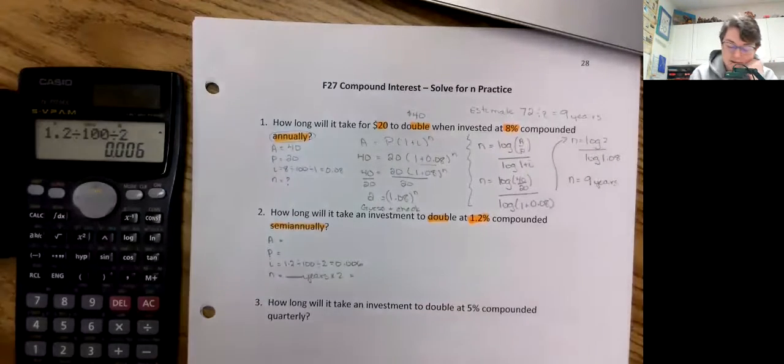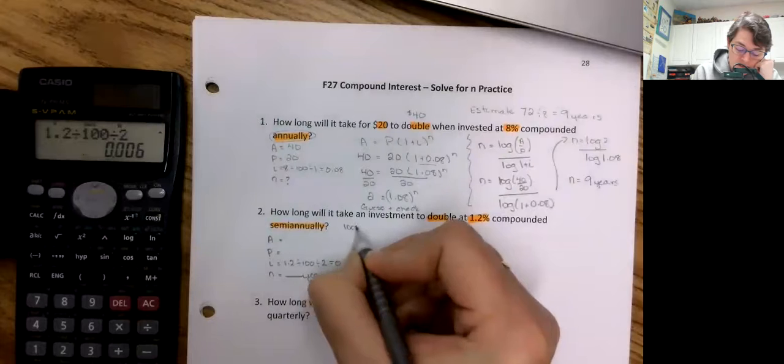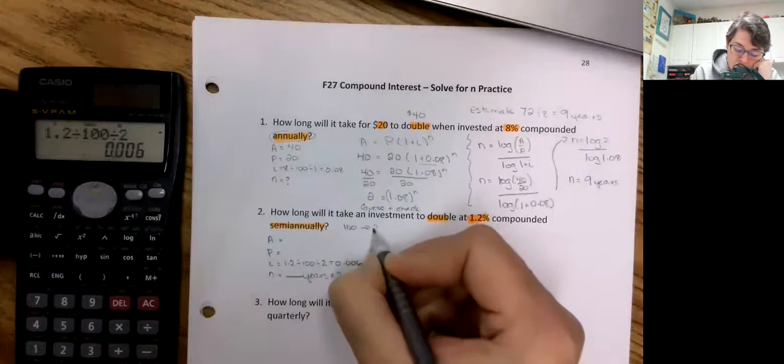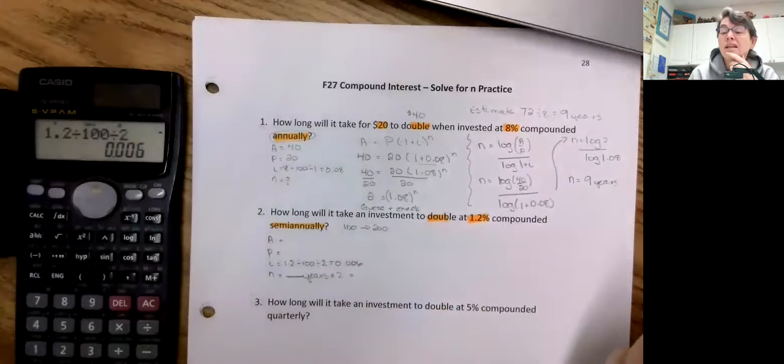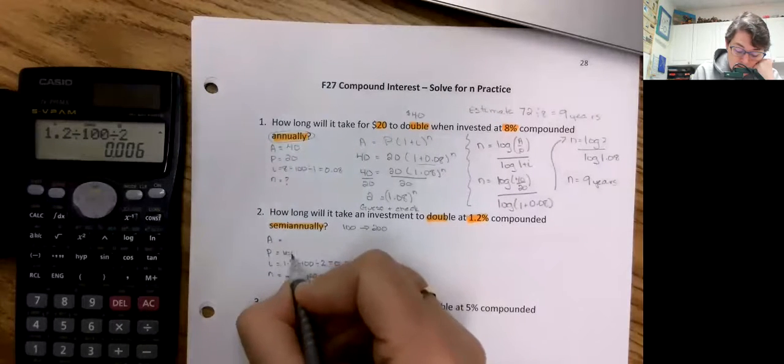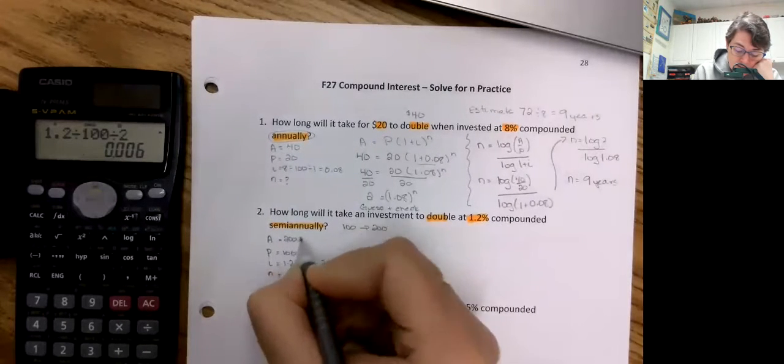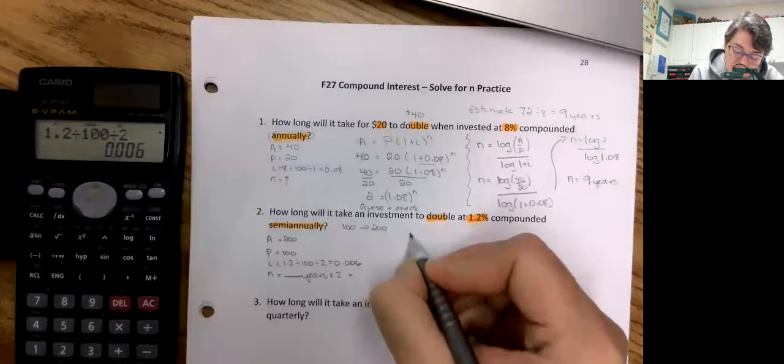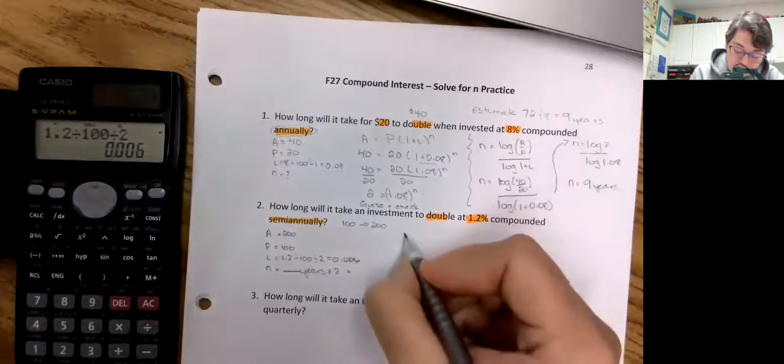Make up a number. Let's say we're going to take 100. And when that doubles, that becomes 200. It really doesn't matter what number you pick as long as you double it. So this is 100 and this is 200. I'm going to use this formula again, to save some time.